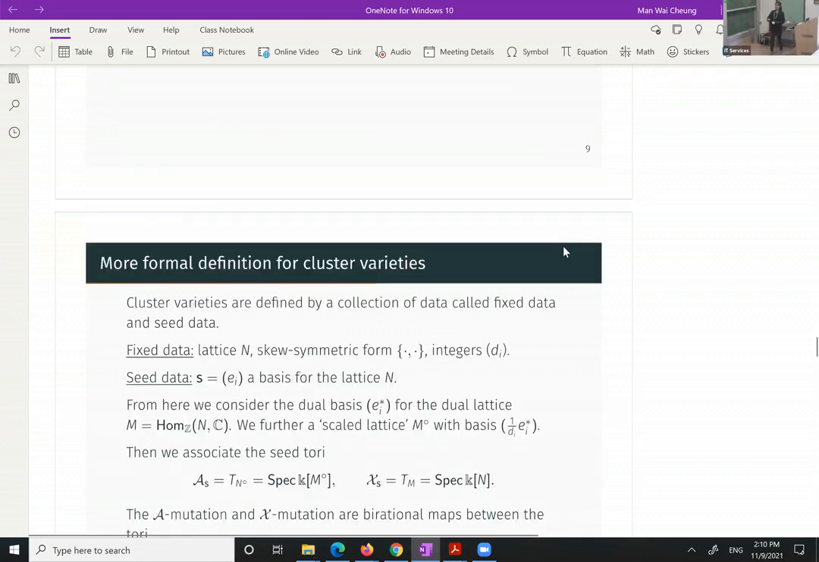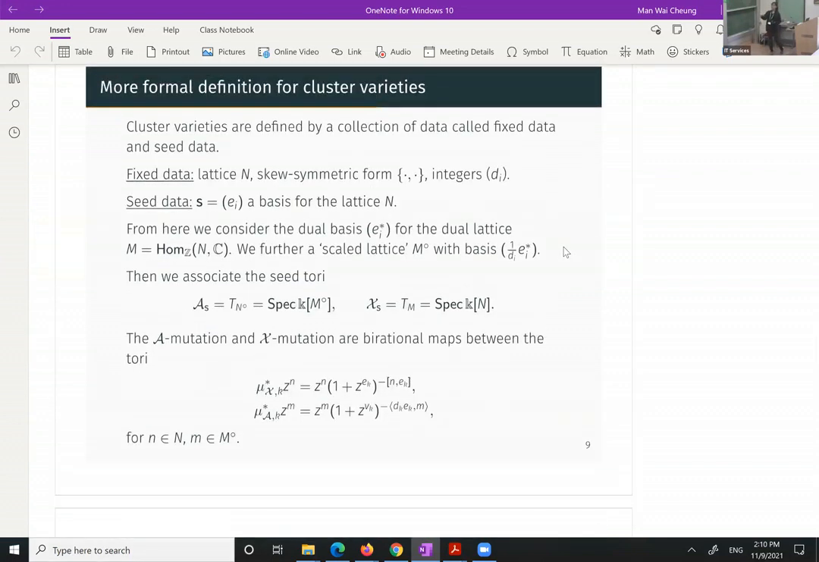This is the A case, as the notation suggests. This is the X case. Then we have the two types of mutation, the A mutation and the X mutation, which are given by this. The reason I typed it up is so technical is, here the X mutation is 1 plus z to the e_i, which is the mutation given here, and the A mutation is 1 plus z to the v_k, where v_k comes from pairing e_k with this skew form.